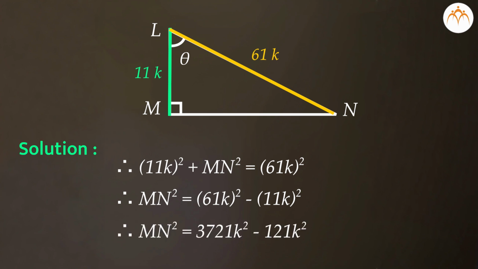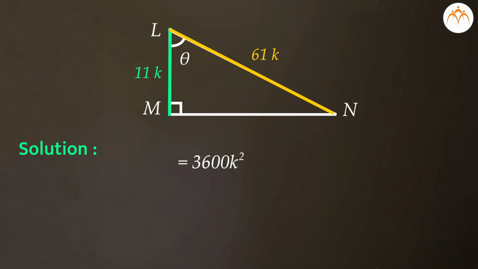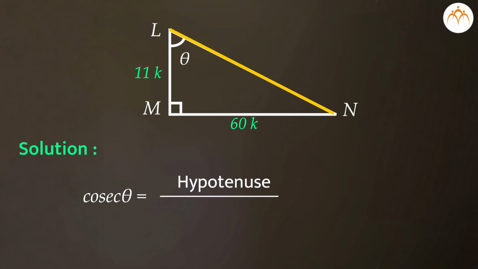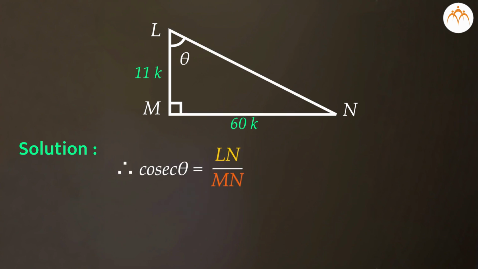Therefore, MN square is equal to 3721k square minus 121k square is equal to 3600k square. Therefore, MN is equal to square root of in bracket 3600k square is equal to 60k. Now, cosec theta is equal to hypotenuse upon opposite side. Therefore, cosec theta is equal to LN upon MN is equal to 60k upon 11k is equal to 60 upon 11.